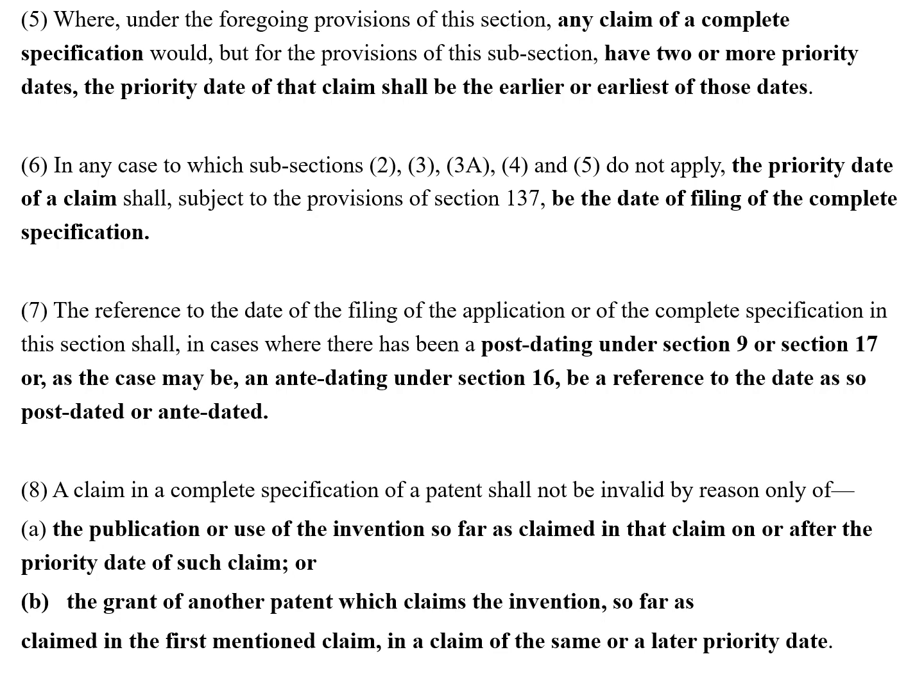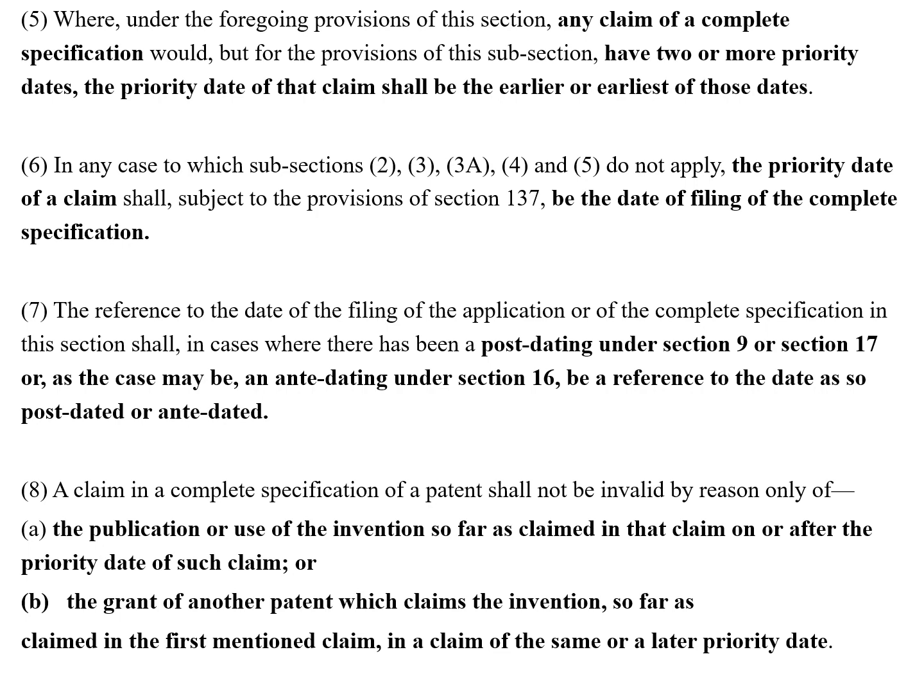Subsection 5 deals with a claim of a complete specification that has two or more priority dates. The priority date of the claim shall be the earlier or earliest of those dates. Then subsection 6 says that with respect to the provisions of section 137, the priority date of a claim shall be the date of filing of the complete specification, under post-dating and antedating of the applications under section 9 or section 17 respectively. In those situations, the post-dated or antedated date will be considered.